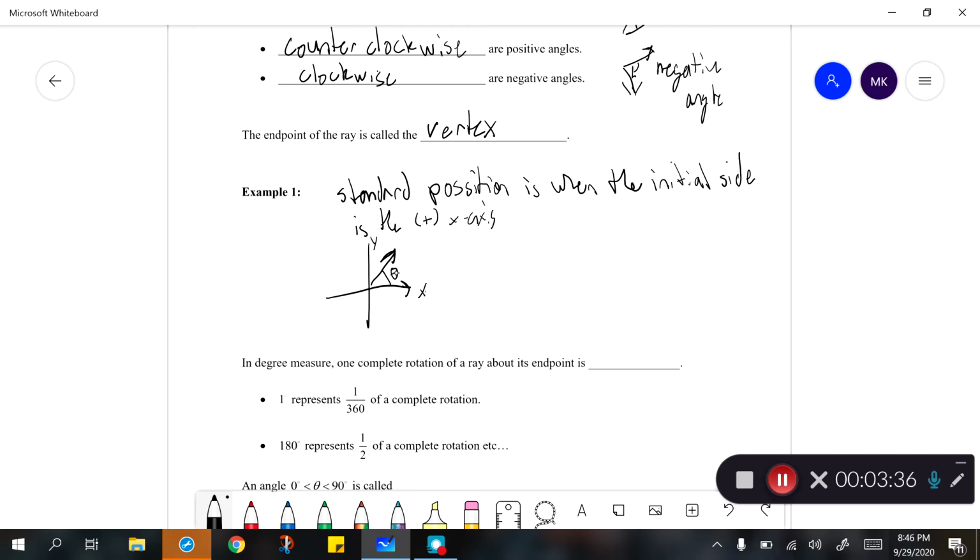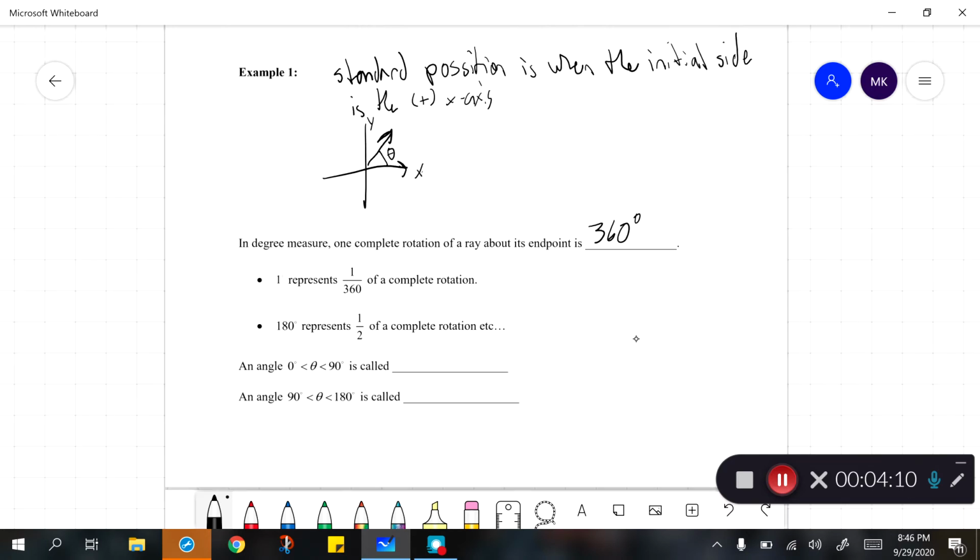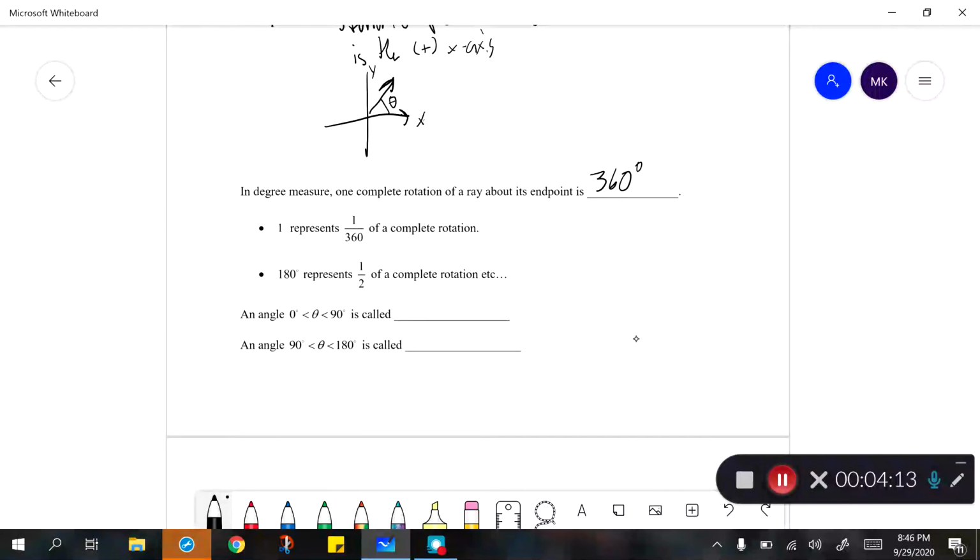Okay, good. Now, how do we talk about the measure of an angle? We talked about what an angle is, whether it's positive or negative, but how do we talk about the actual measure of the angle? Well, very simply, we use degrees. Okay, and so if we rotate all the way around from the initial side all the way back to the initial side, in degree measure, that would be 360 degrees. Okay, and so that gives us one full rotation. So that means 1 degree is 1/360th of a complete rotation. 180 degrees would be half of a complete rotation.